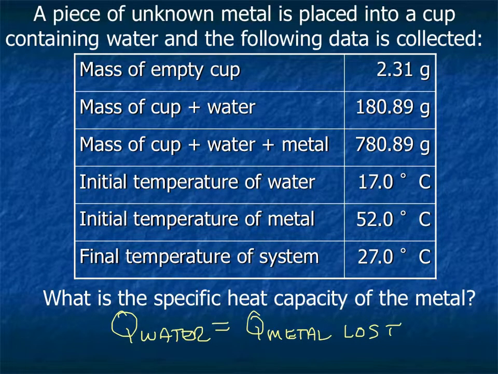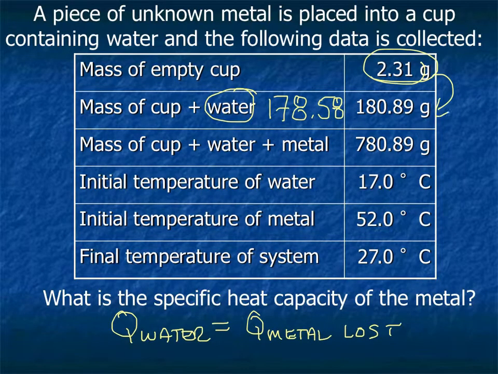So real quick here, what we want to understand is the mass of the cup, the mass of the water, and all that. If we have the mass of the cup and water, we can subtract that out and get the mass of the water. We're going to say that the mass of the water is 178.58, and I got that from subtracting this number from this number, because this is the mass of the cup and water and this is the mass of the empty cup. So if you subtract out the cup, you should only get the water.